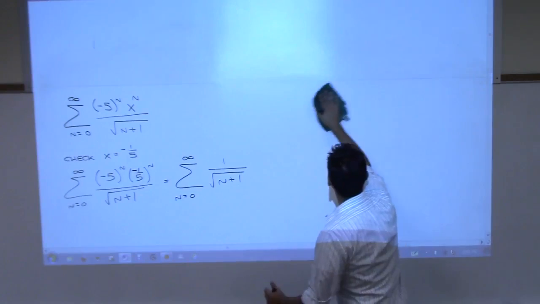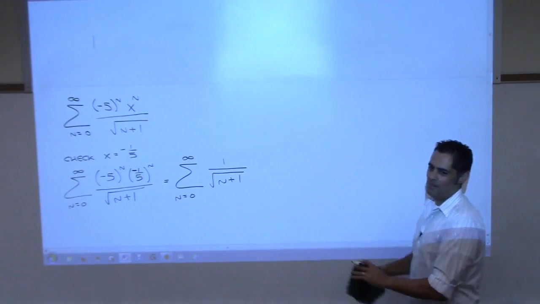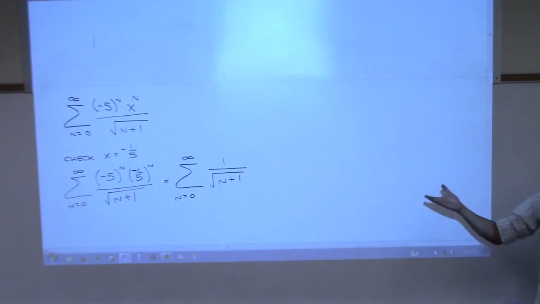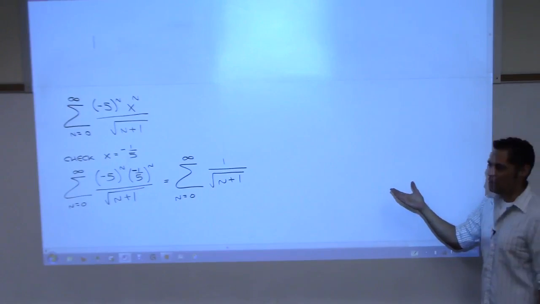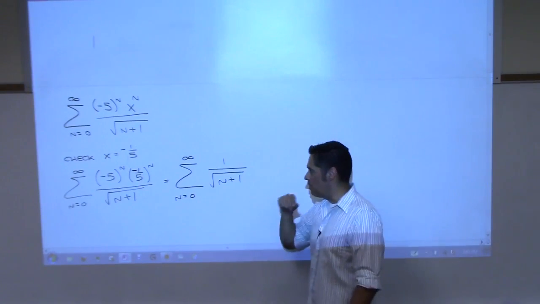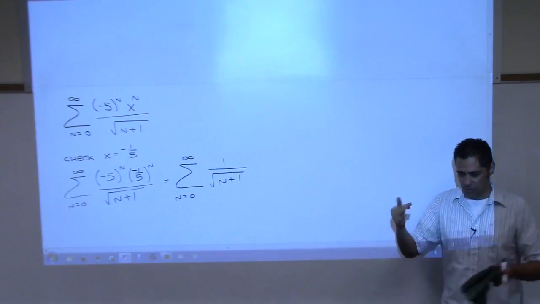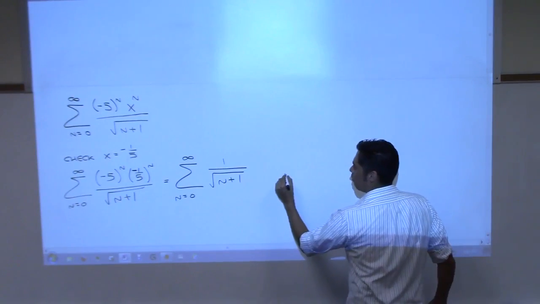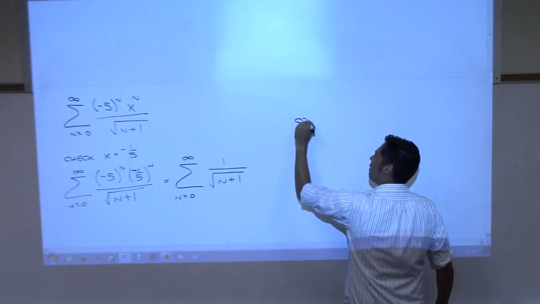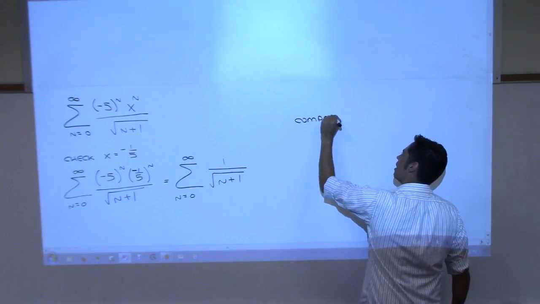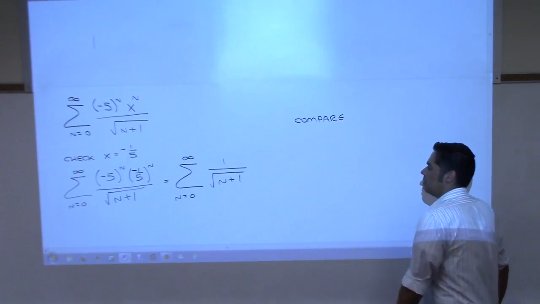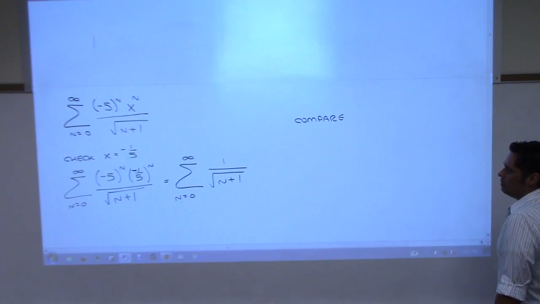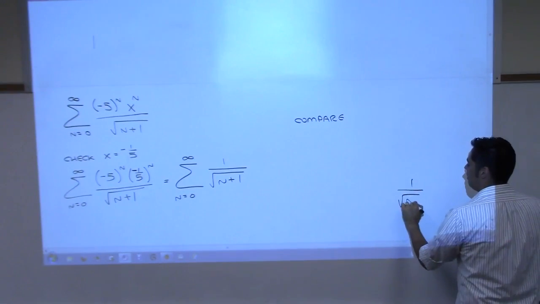Now you have the pleasure of demonstrating your expertise in finding convergence and divergence of power series. So you've got that sheet, you can do whatever you want, but to save you time, I'll go ahead and do what's going to work. I'm going to compare this to something. What does it look like to you? Doesn't that kind of look like 1 over root n?